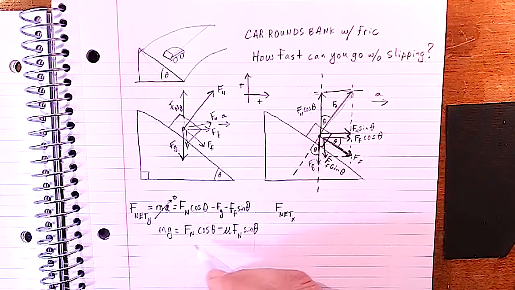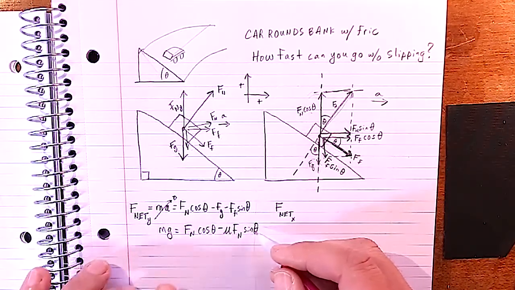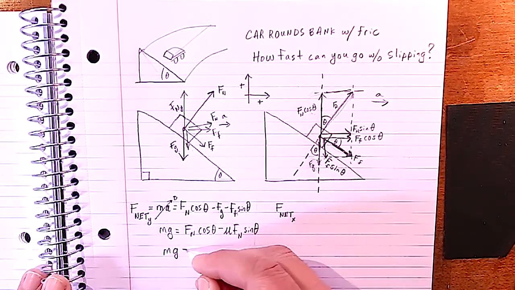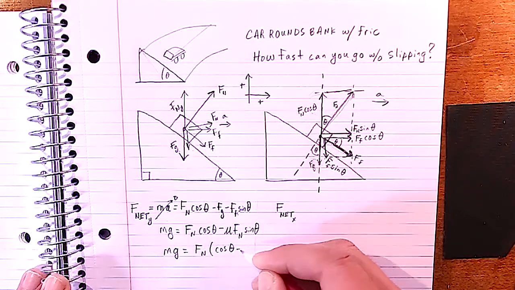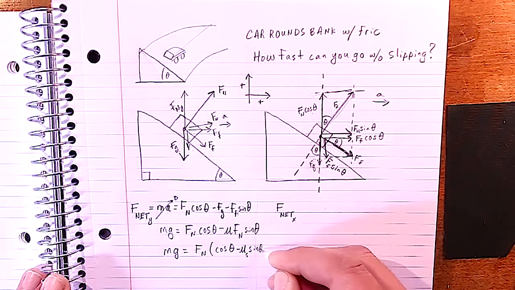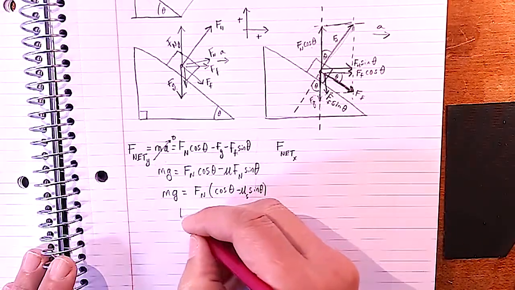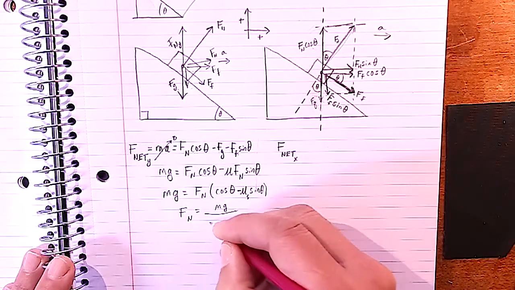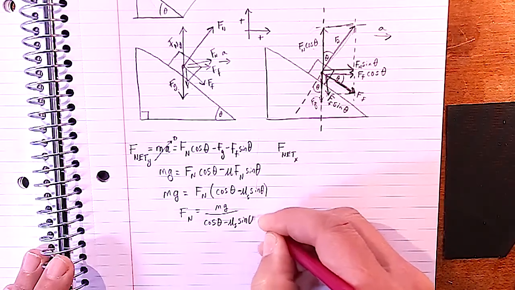Now we can see we can isolate for Fn by factoring out an Fn and then dividing through by cosine theta. So that's going to be mg equals Fn, and that's going to be cos theta minus mu, and in this case it's going to be static, it's not slipping, sine theta. And again, solving for Fn, we isolate, and we have mg over cos theta minus mu s sine theta.